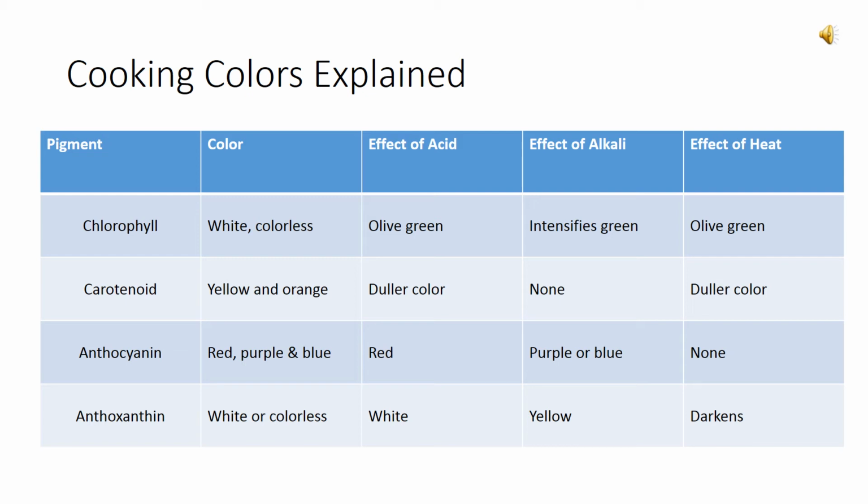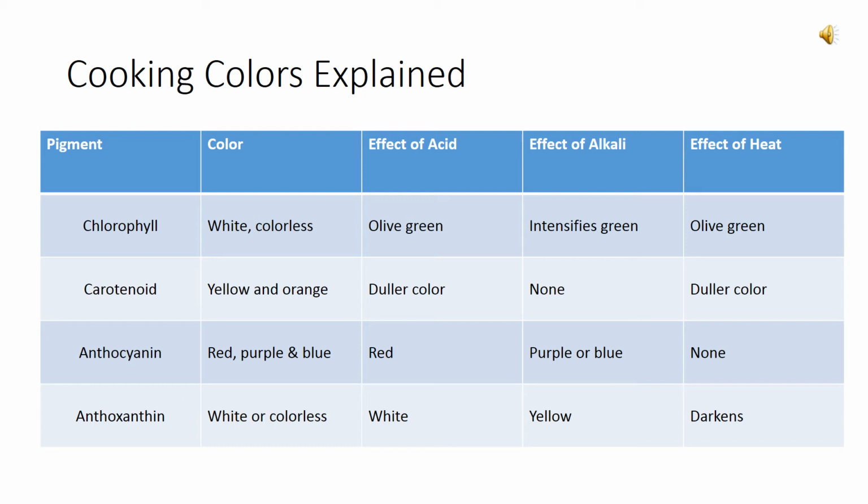Each of the pigments discussed on the previous slide is listed here, and the explanation of what happens to each of them when they are either heated or have an acid or alkali added to them is listed here as well. The next time that you are cooking a fruit or vegetable that has one of these pigments, take a closer look at what is going on in the cooking process.